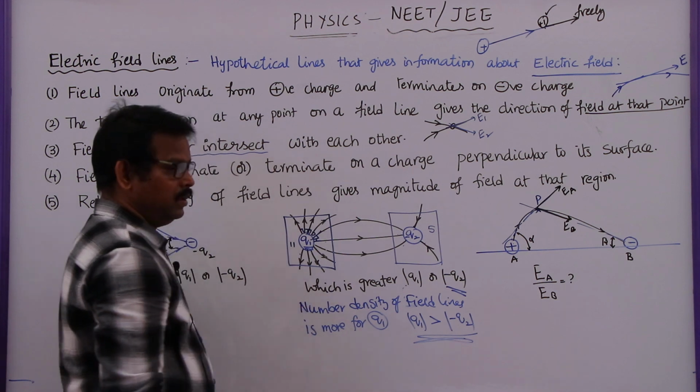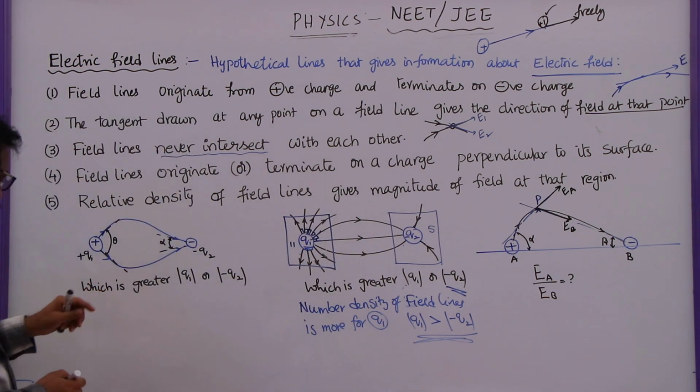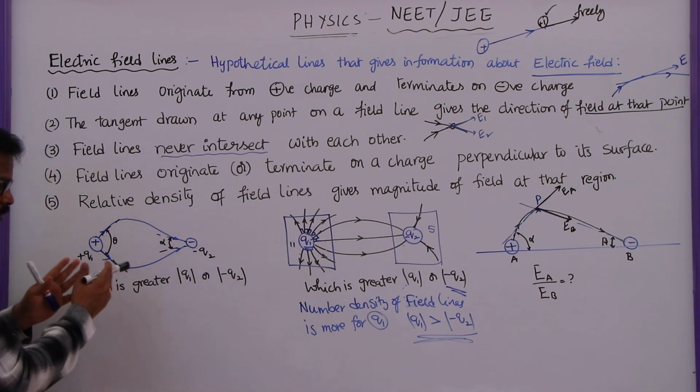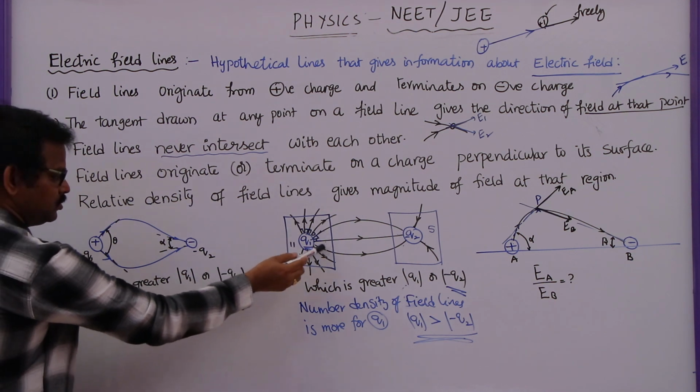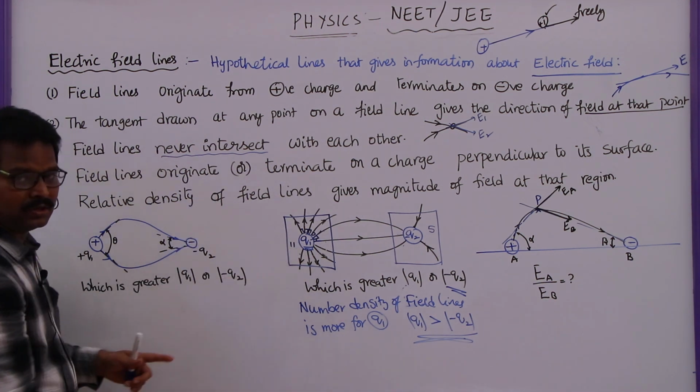This will be bigger than this one or stronger than this one. Now next one, if this is a question, which is greater, whether Q1 or Q2. If you observe these two diagrams, here number density is more clearly. So based on this relative density, we can say that Q1 is greater than Q2.